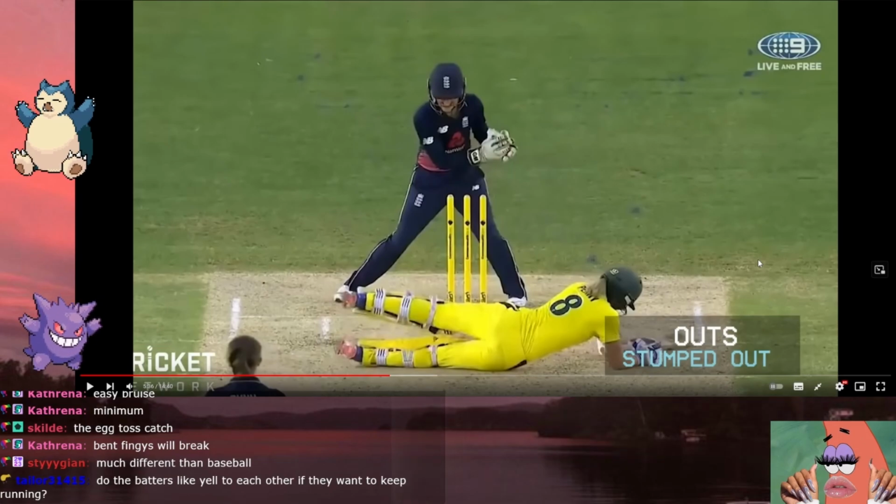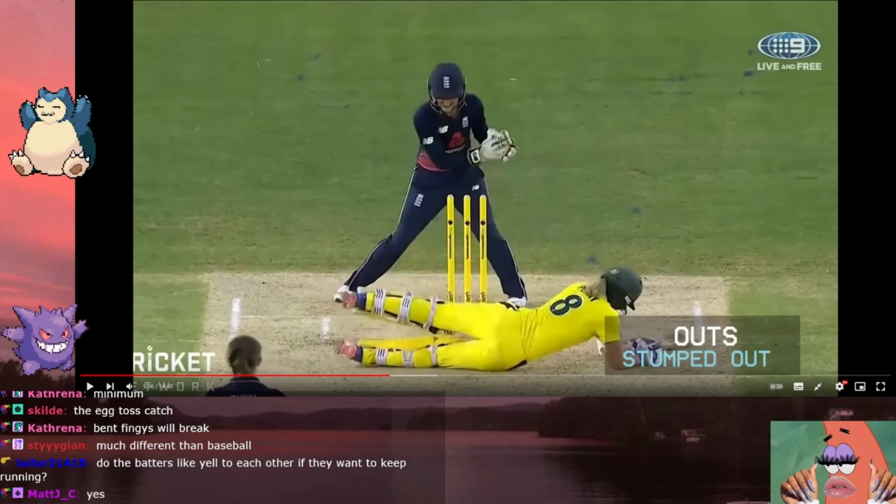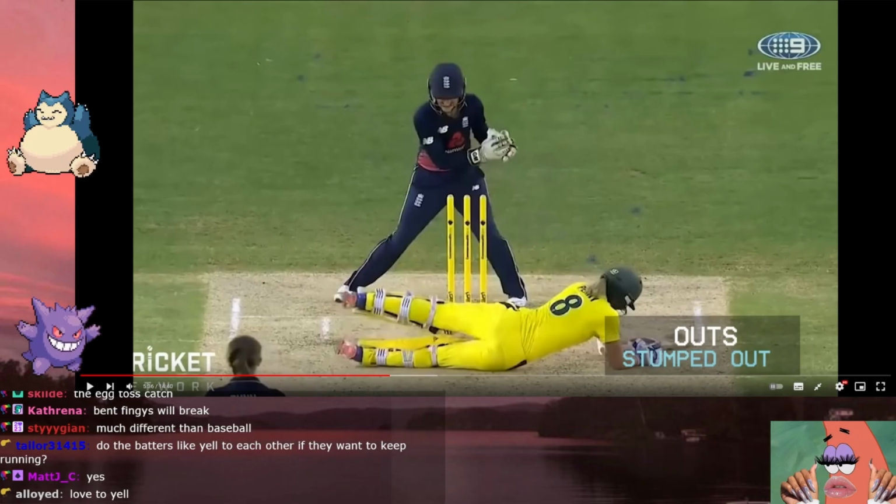Do the batters yell at each other if they want to keep running? Yes. Constantly. And in fact, in a good proportion, somewhere like 30 to 50% of the cases of a batter being run out, it is because of a problem in communication between the two batsmen.